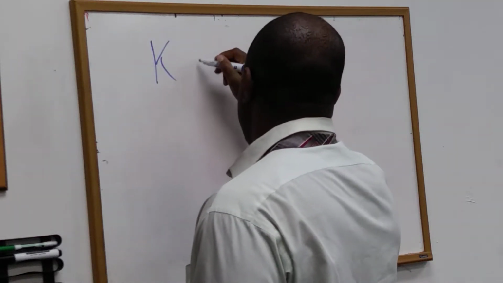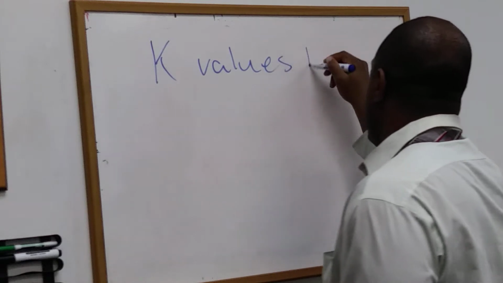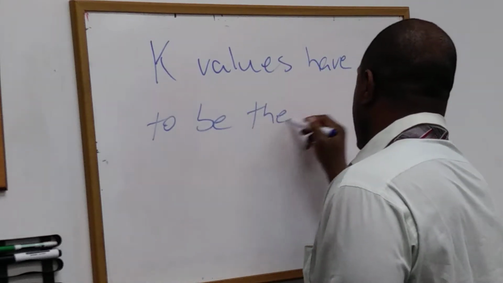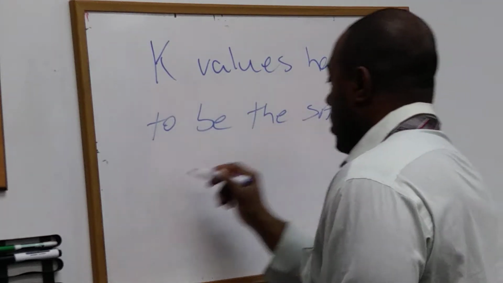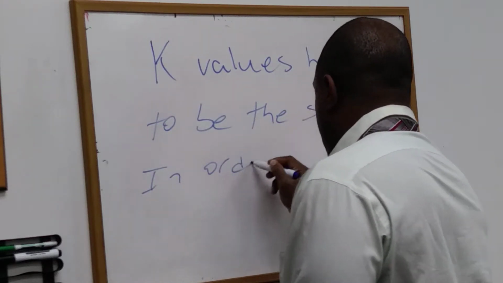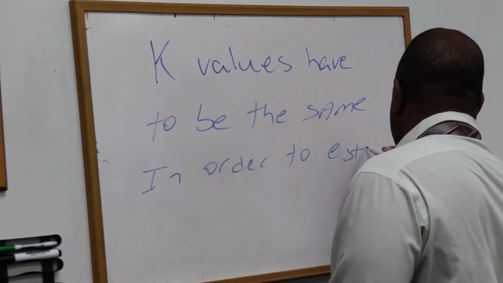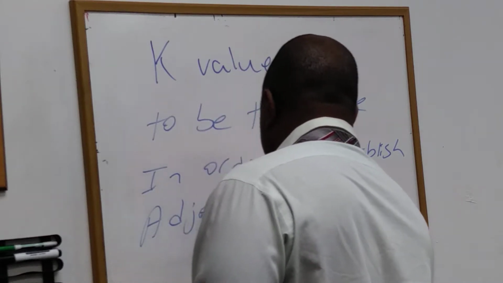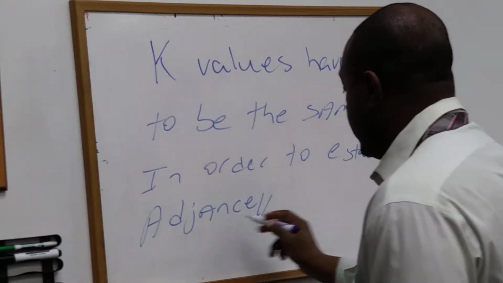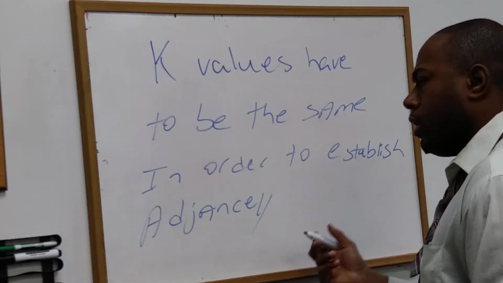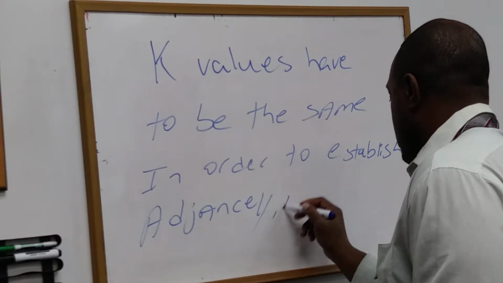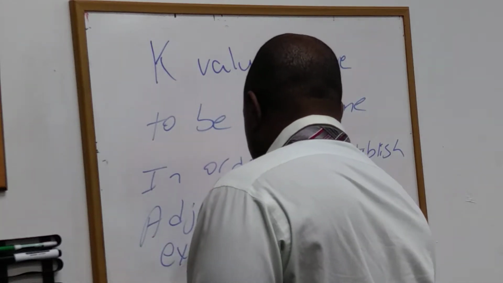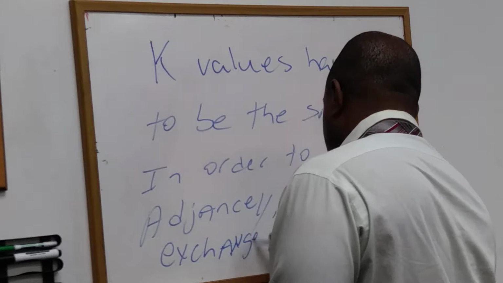The K values have to be the same in order to establish adjacency, because the goal is for the routers to establish adjacency amongst each other in order to exchange routes.